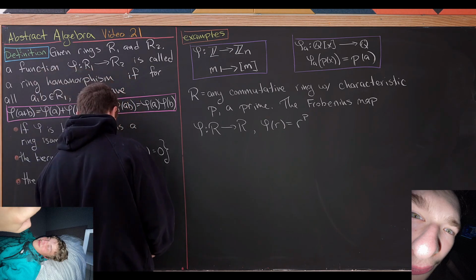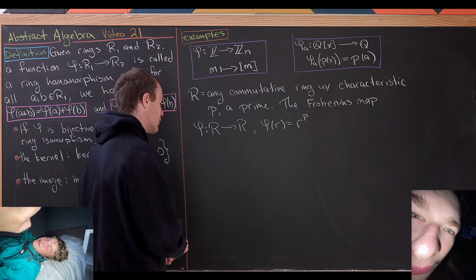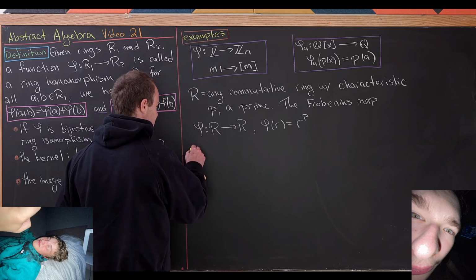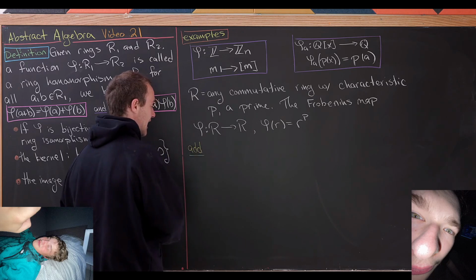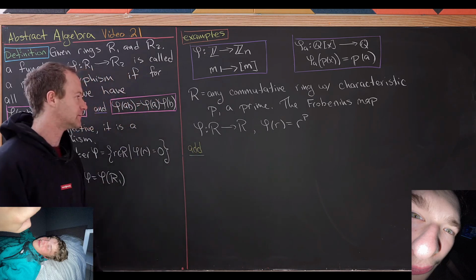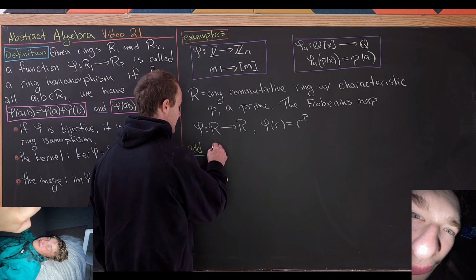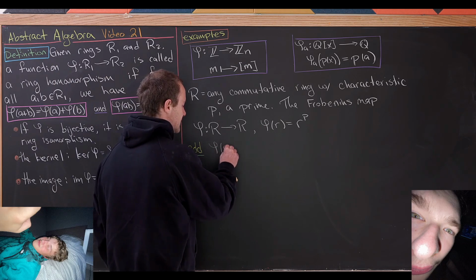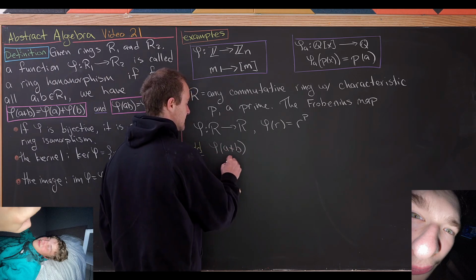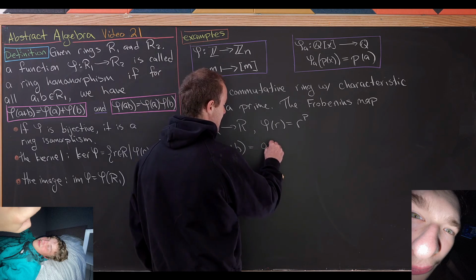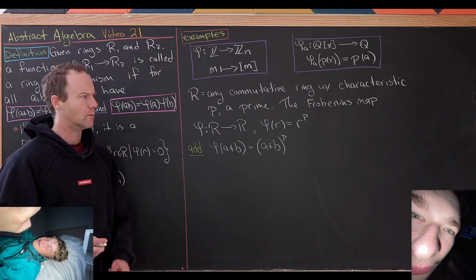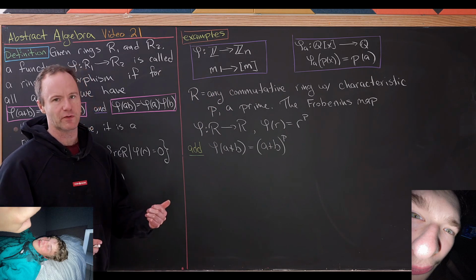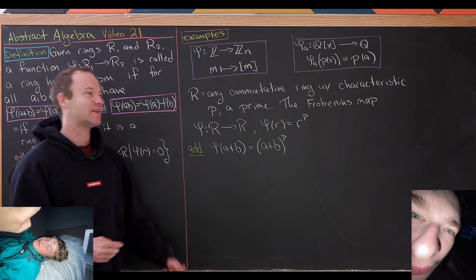Okay, so let's check that this is a homomorphism. We need to check two things: the additive property and the multiplicative property. So let's do the additive property first. Let's do phi of a plus b. Notice that that is a plus b to the p power. That might seem a little bit problematic, but it's in fact not.